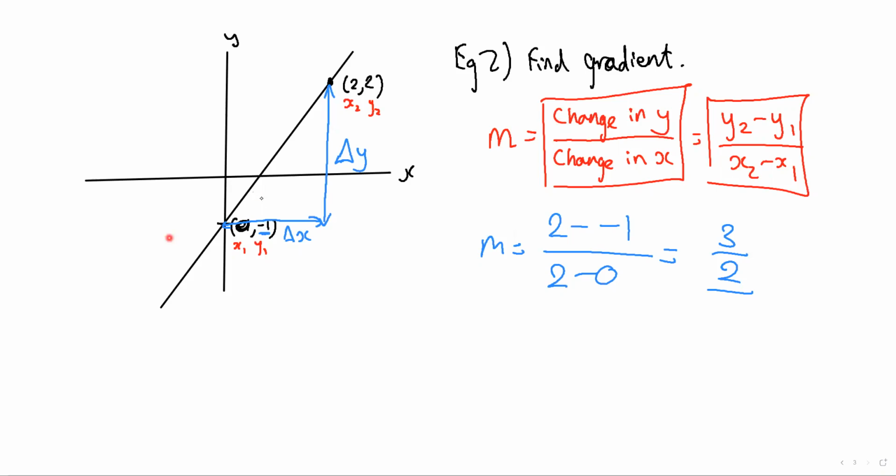And also, one last thing to point out is that it doesn't really matter which order you use these coordinates. In fact, I'll show you. If I chose these two to be my x2 and y2, I'd get minus 1 minus 2 over 0 minus 2. And then that would give me minus 3 over minus 2. But remember, when you divide two negatives, you can cancel the negative out. So that'll give us 3 over 2. So it doesn't matter which way we use these coordinates.